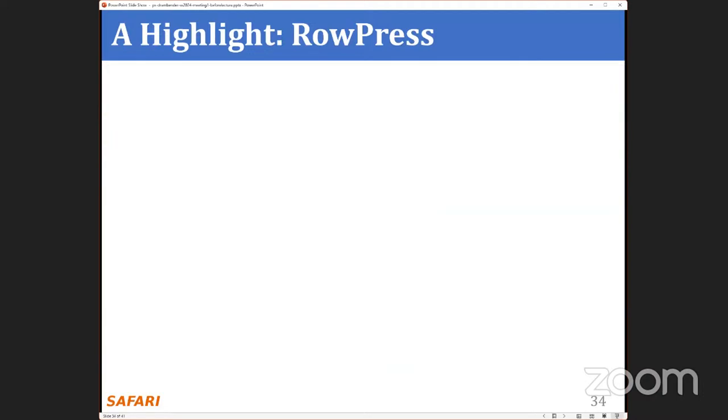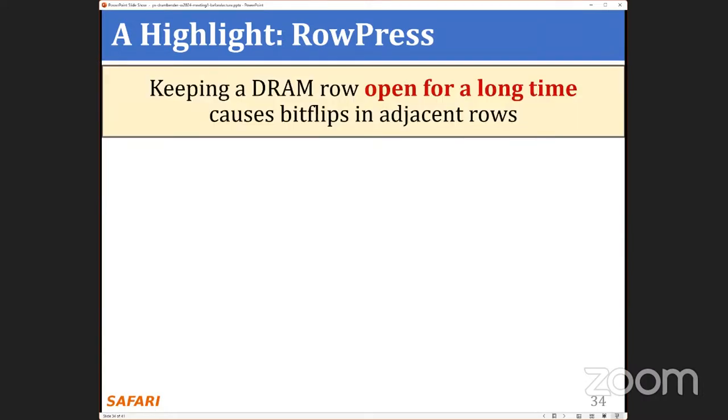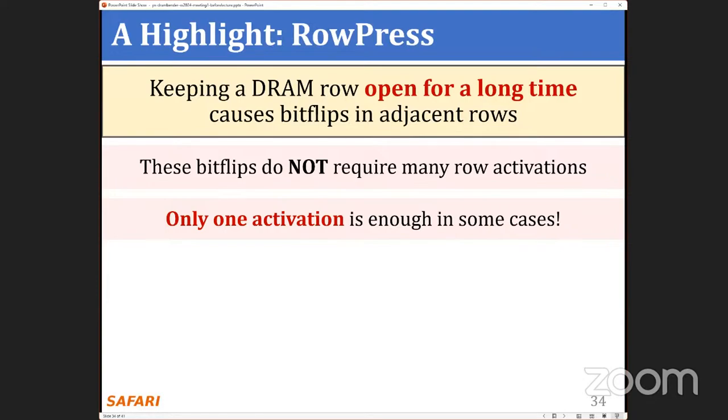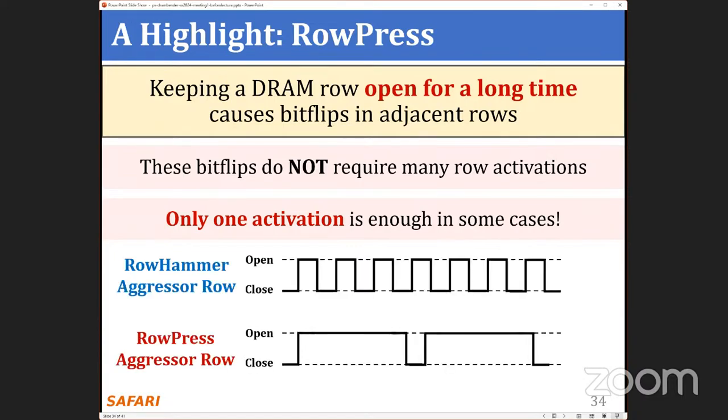So we know that in RowHammer, you need to repeatedly activate and close the aggressor rows as much as possible to induce bit flips. But in RowPress, we find that if you keep a DRAM row open for a long period of time, it can also cause bit flips in adjacent rows. These bit flips do not require many aggressor activations. And we find that in extreme cases, if you activate a row only once, it's enough to cause bit flips. Here is a figurative illustration of RowHammer and RowPress. On top, you have to open and close the RowHammer aggressor row repeatedly and very frequently. But in RowPress, you just keep the aggressor row open for a longer period of time.